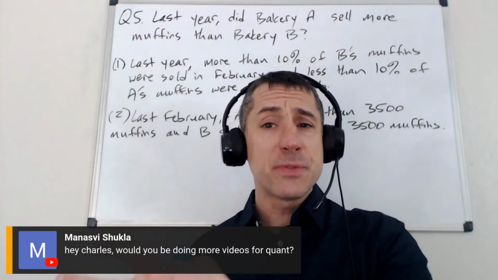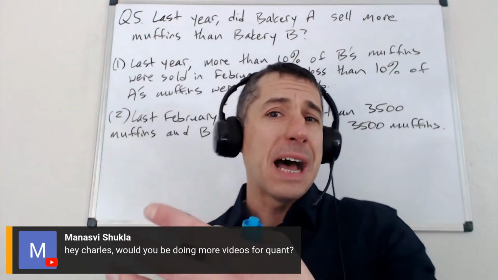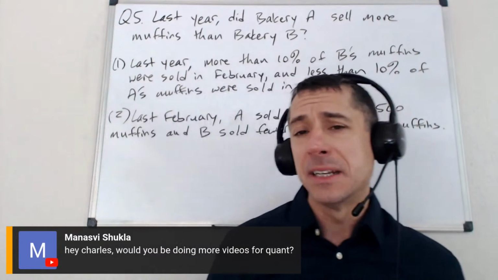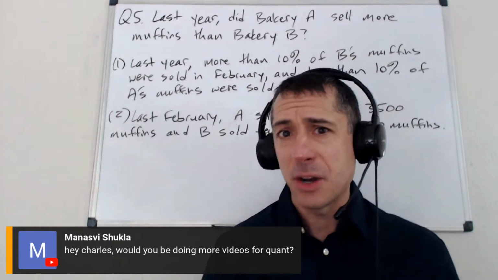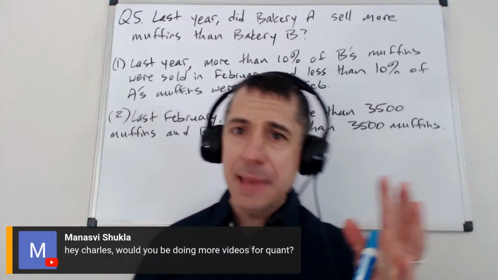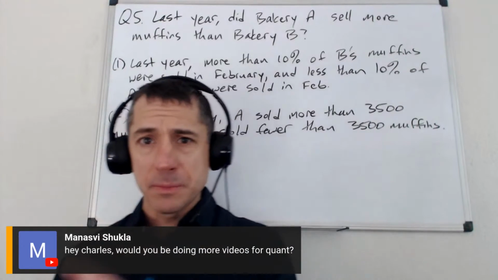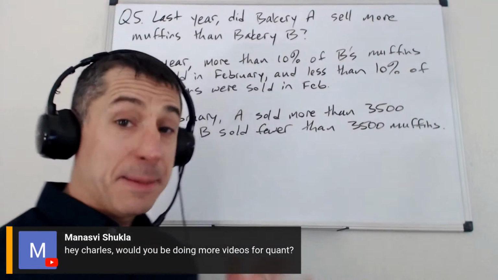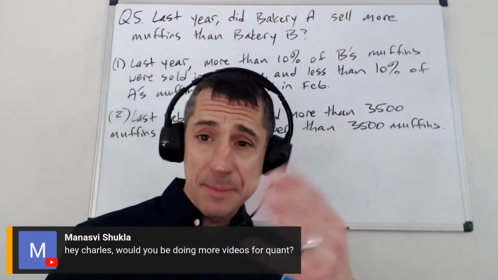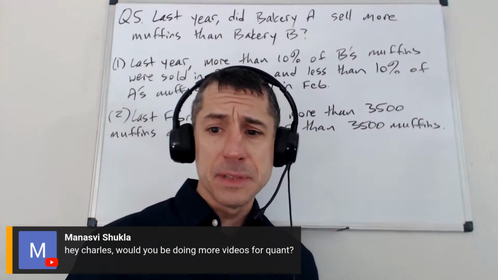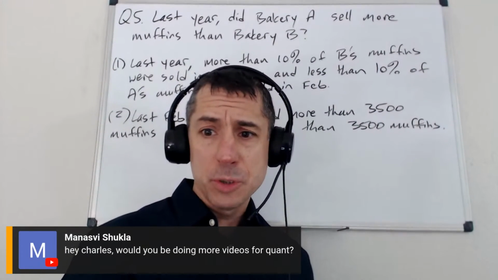Rate work problems, for example, are 5, 6, 7, maybe 8% of quant questions, something like that. Overlapping sets, maybe about the same. We could do probability. We could get into number properties. There are more topics, but they're less central. So TBD on whether there's more, but if you guys want to see more of these, let us know and we will do more.